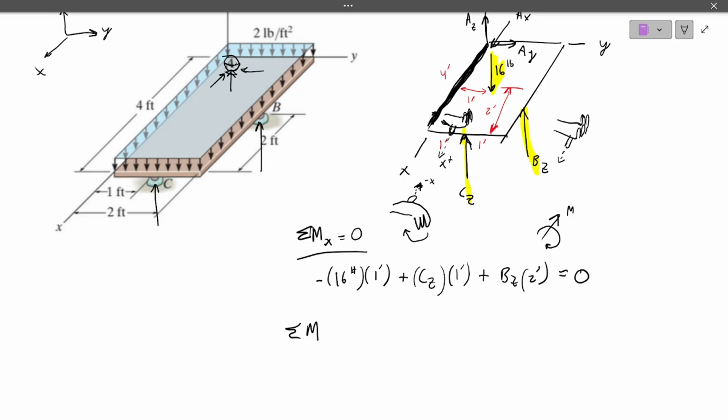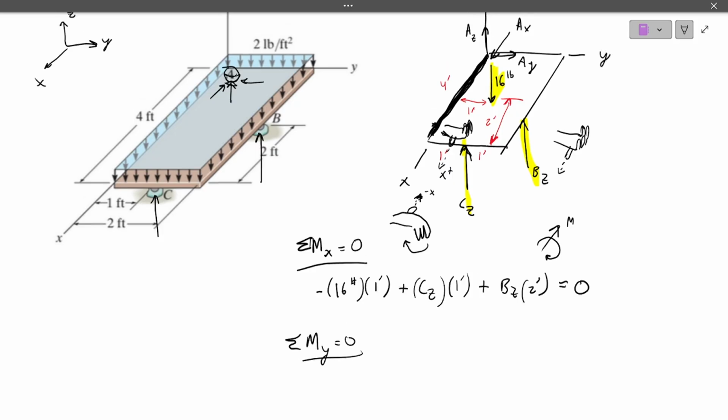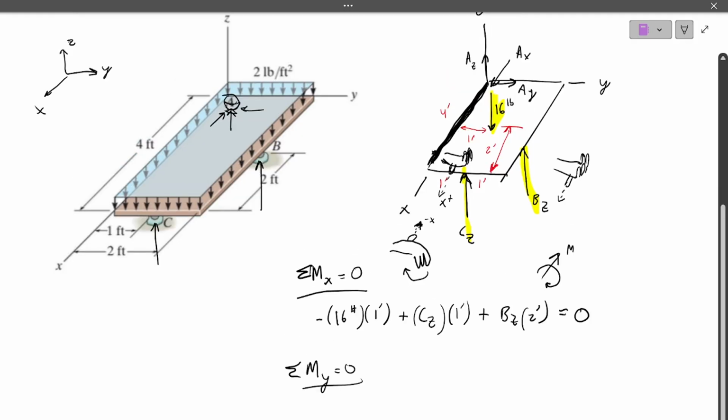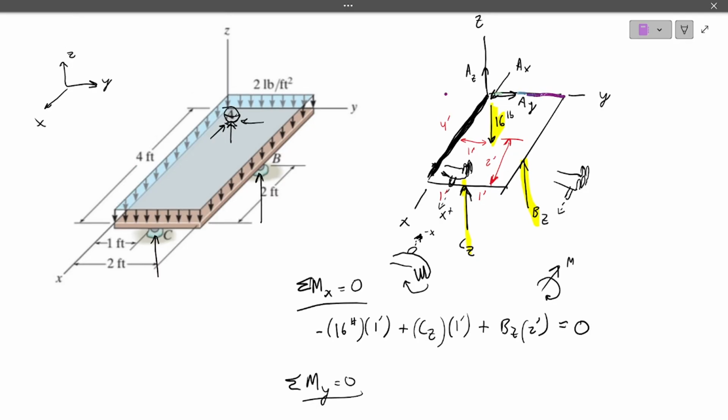Let's set up the moment at y equals 0. So along the y-axis now. For that, we have the same forces. We're ignoring AX, AY, AZ because that's touching the y-axis. And the distances are going to be this 16 times 2 feet. Sorry, this is the right hand, going to the positive y. So that means positive 16 pounds times 2 feet.